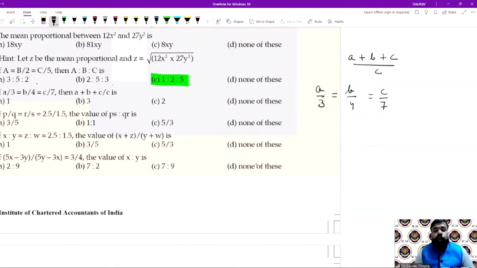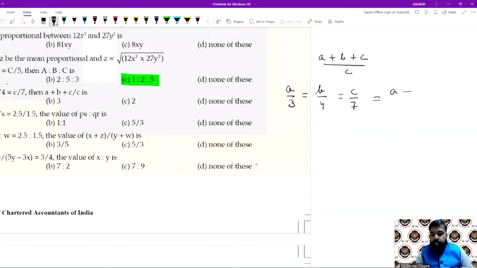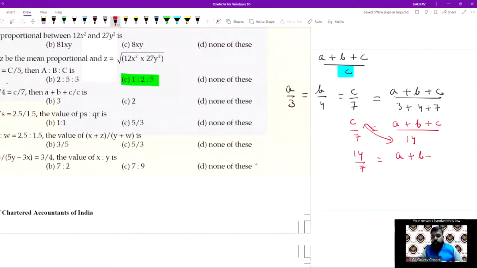So again, we have to apply addendo. Adding all the numerators and adding all the denominators, we are getting A plus B plus C upon 3 plus 4 plus 7. Now we have to compare it with C because the denominator requires C. Yes, I think the values are also the same as we had done in that example. So we can solve this. C by 7 is equal to A plus B plus C upon 14. Now we have to alter these two values. So 14 upon 7 is equal to A plus B plus C upon C. So we are getting 2. So 2 is the final result.